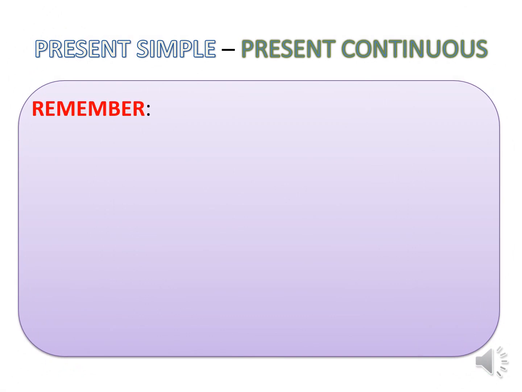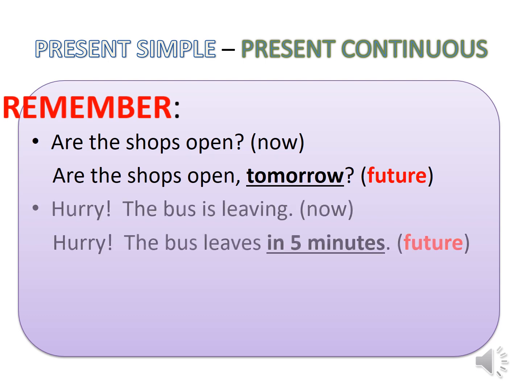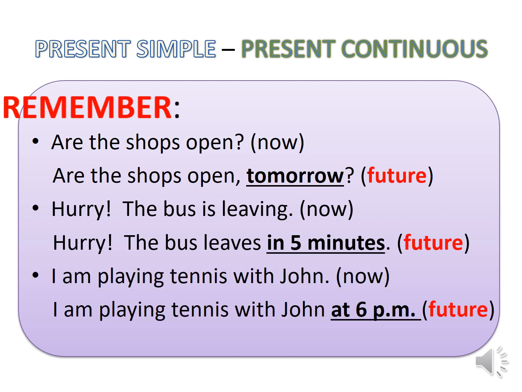Present simple and present continuous. We have to remember, are the shops open now? Are the shops open tomorrow? Future. Hurry, the bus is leaving. That's now. But hurry, the bus leaves in 5 minutes. That's future. I'm playing tennis with John. That's now, at the moment. But if I said I'm playing tennis with John at 6 p.m., that's future.